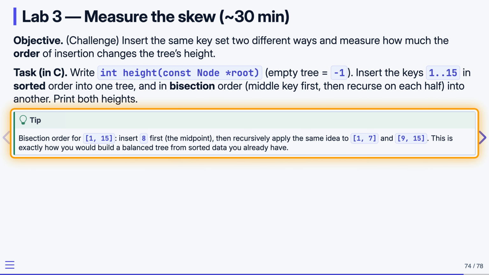Bisection order means you always insert the middle key first. For the range 1 to 15, you insert 8 first, the midpoint. Then you do the same idea on each half, 1 to 7 and 9 to 15. This is exactly how you build a balanced tree from sorted data you already have. Pause and try it. Try lab 3 first, then let's look.